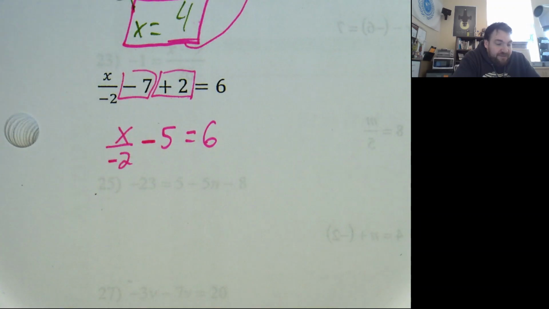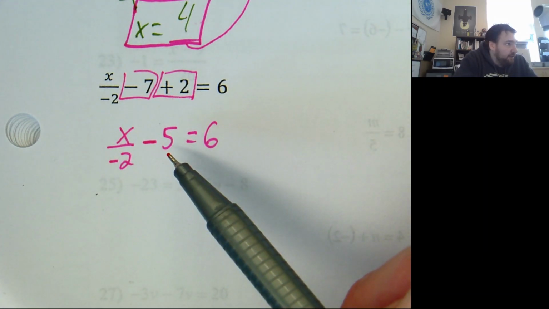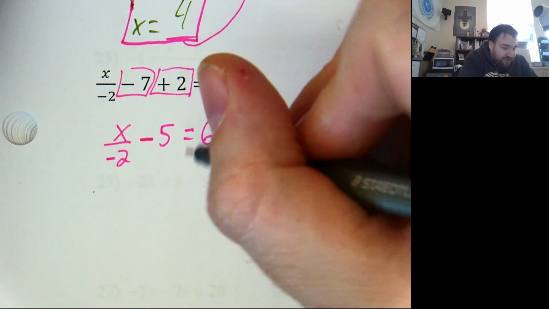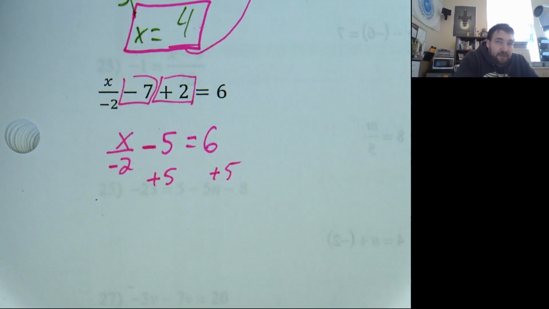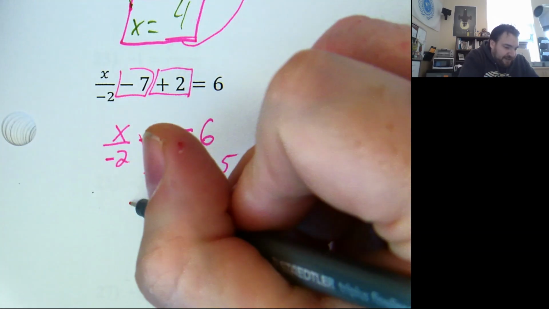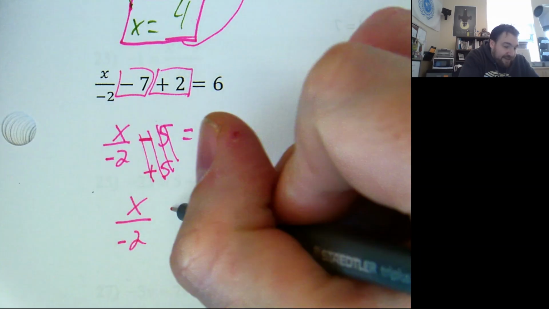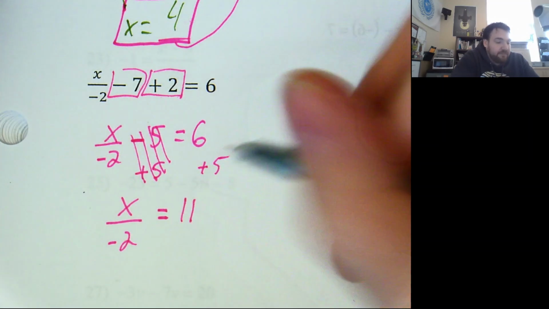So now we can go ahead and solve this thing. We want to get rid of any terms that don't have variables. So what am I doing? We're going to get rid of the negative 5. To get rid of this negative 5, we have to add 5. Thank you, Jackson. And whatever we do to one side, we have to do to the other. Negative 5 plus 5 cancels. The only thing we have left on the left-hand side is x over negative 2. And that's going to equal 11.